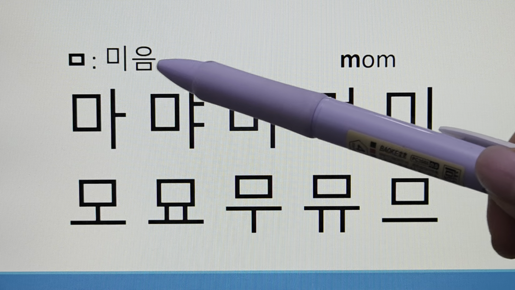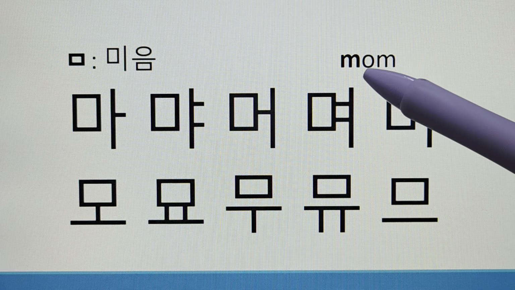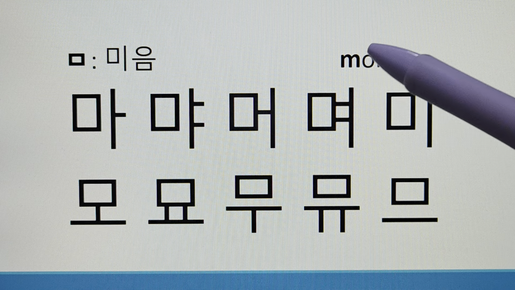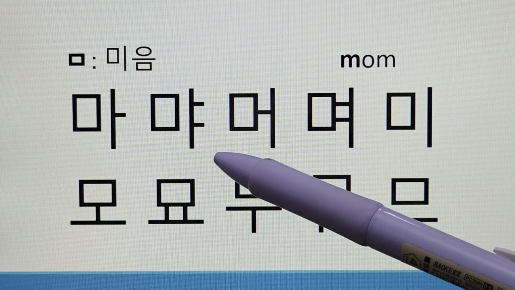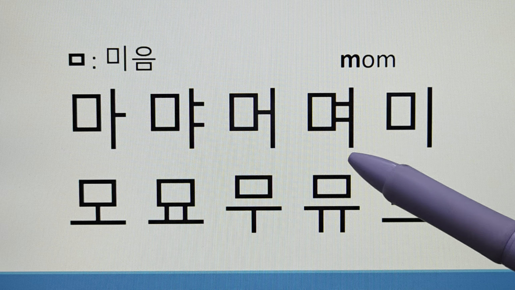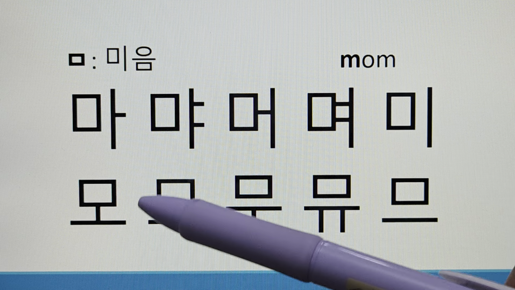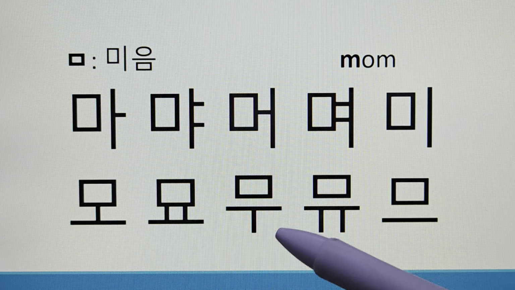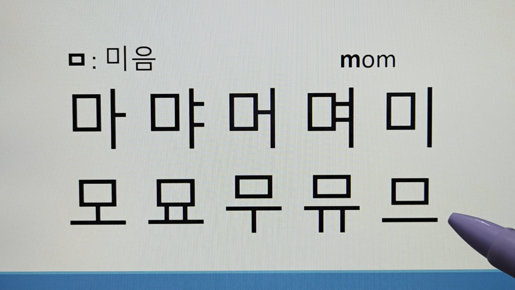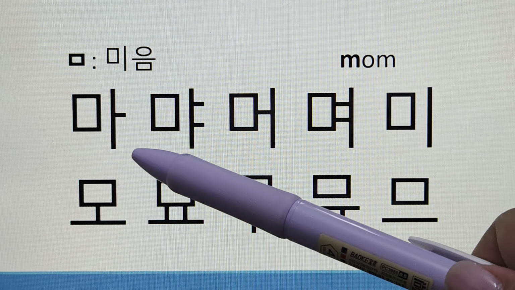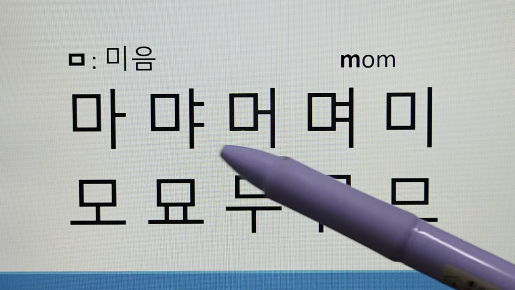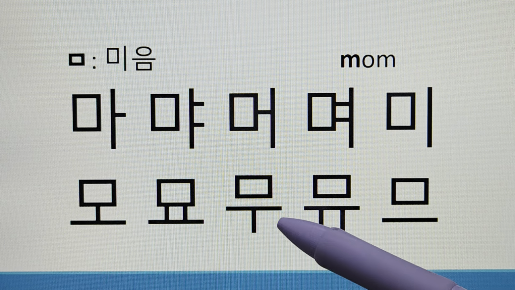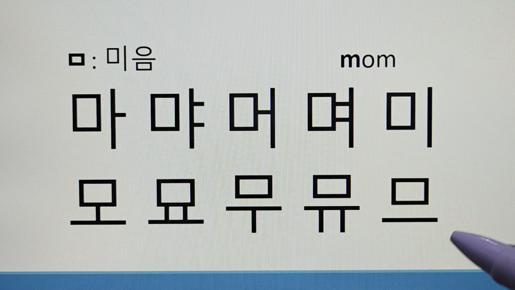Now next consonant is 미음, 미음. This makes a sound like M in mom. So 마, 며, 머, 며, 미, 모, 묘, 무, 뮤, 무. 마, 며, 머, 며, 미, 모, 묘, 무, 뮤, 무.